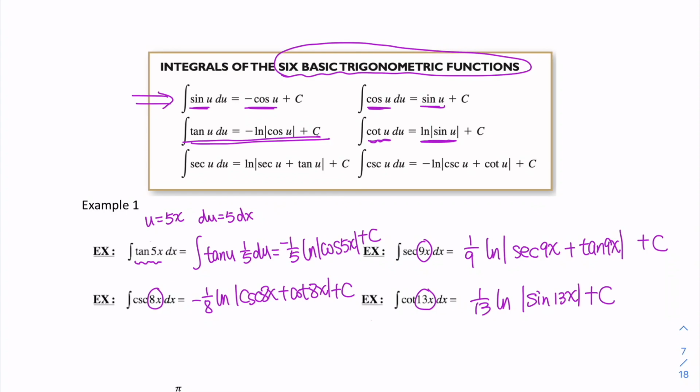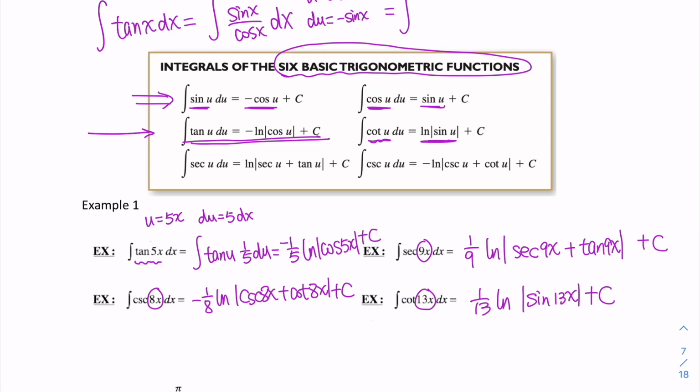Some students might have a question: how do we get this? The integral of tangent of u du, or tangent of x dx, how do we solve it? As we know, tangent of x equals sine of x over cosine of x. Let's define u equals cosine of x. So du equals negative sine of x dx. The integral becomes negative du over u. That's why it's negative ln u, which is negative ln cosine of x plus c. This is using u substitution. We can derive these formulas ourselves.